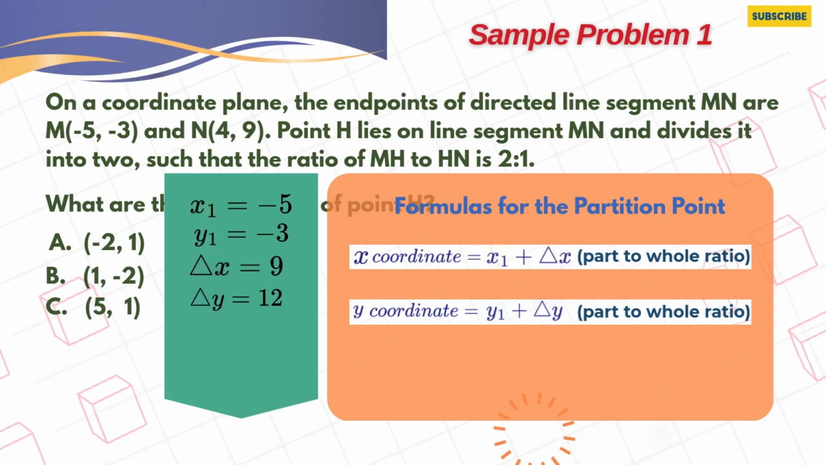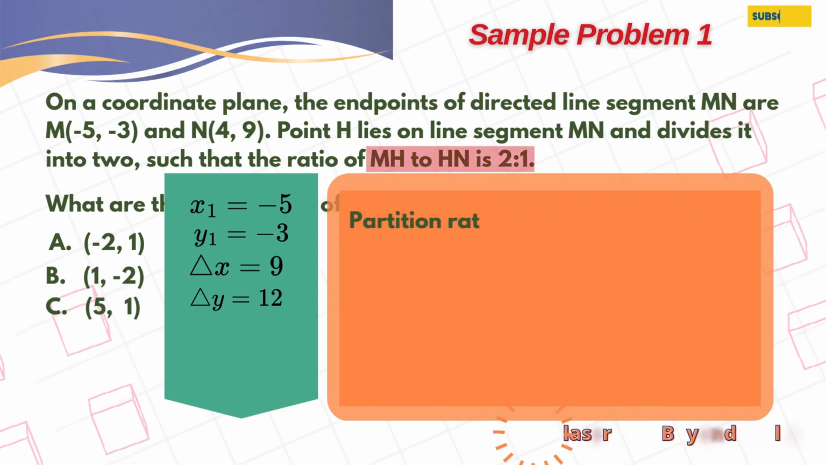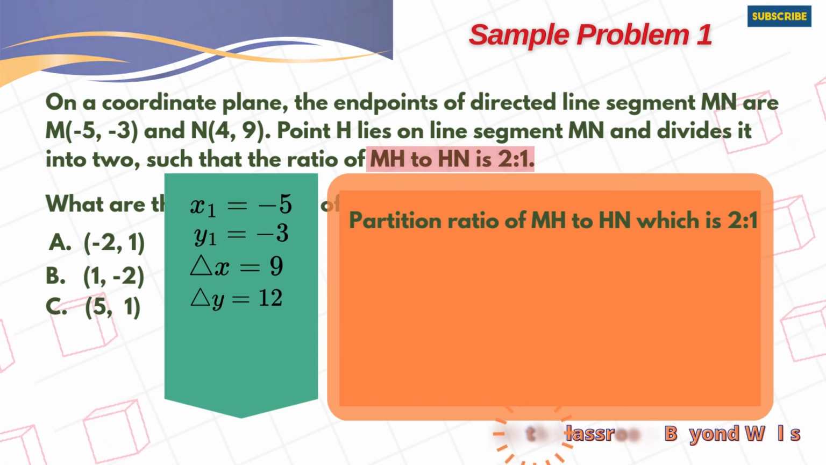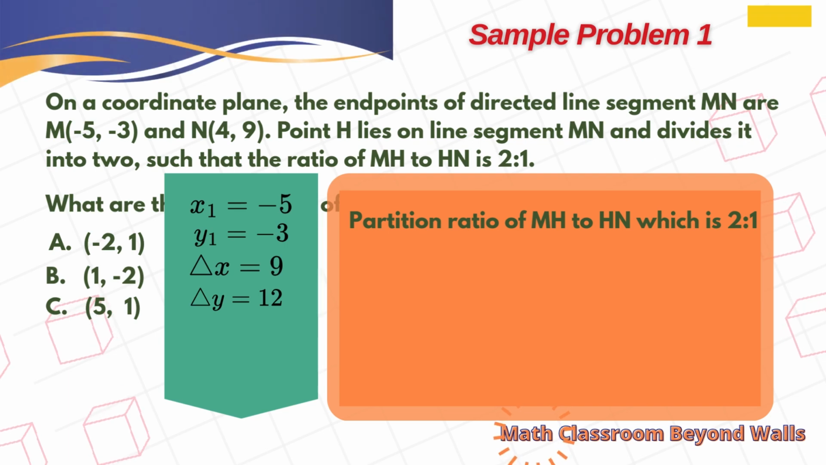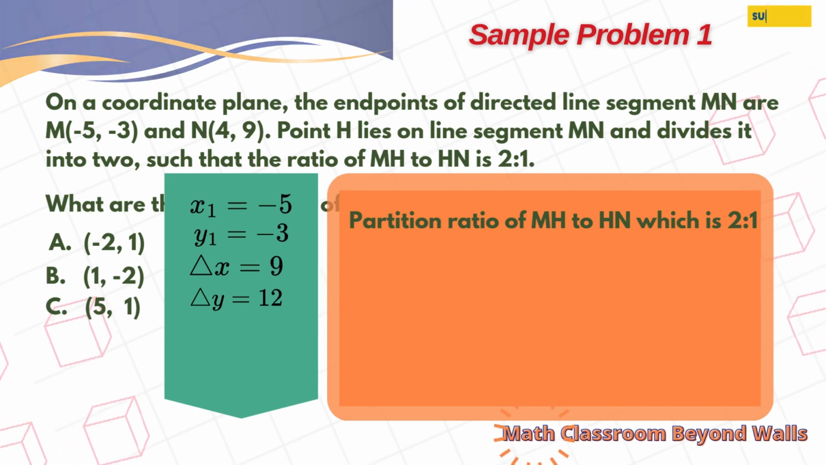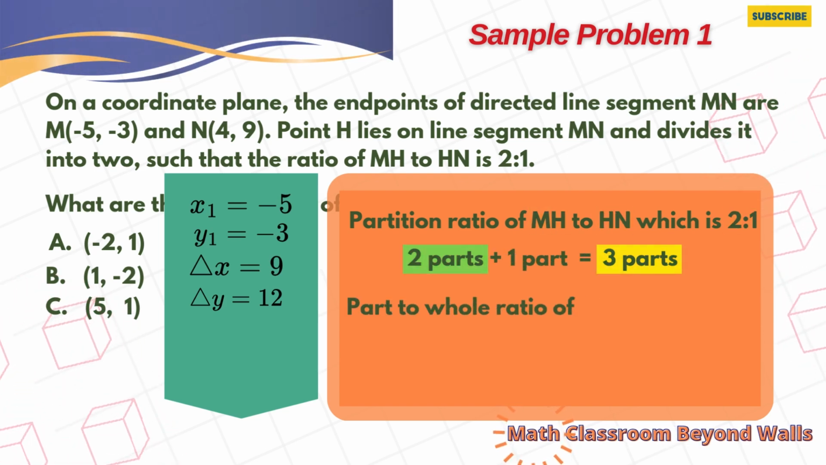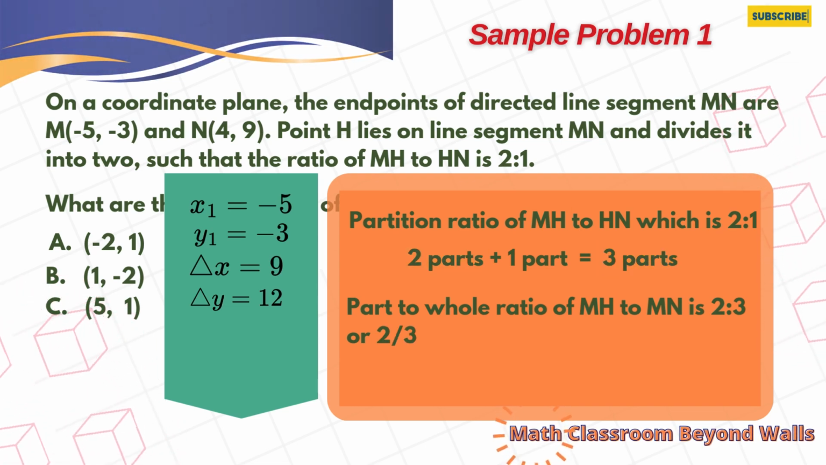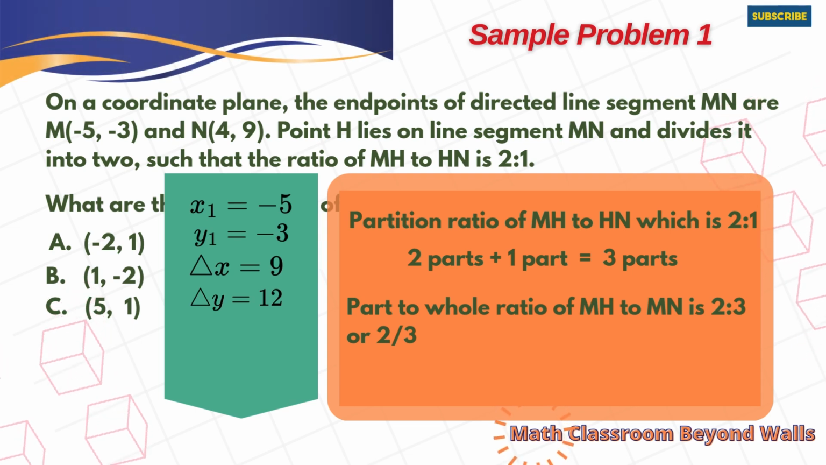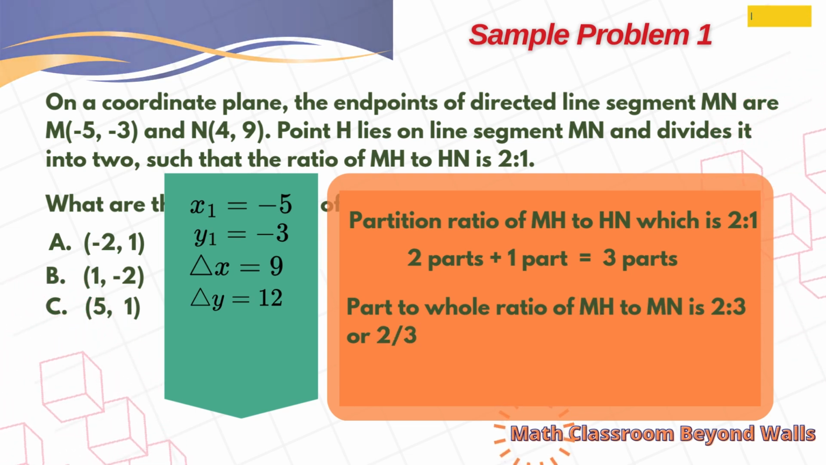Next, we get the part-to-whole ratio. What is given in the problem is a partition ratio or part-to-part ratio of MH to HN, which is 2 to 1. From this ratio, we understand that the whole segment is divided into 3 parts. That is, 2 parts plus 1 part is 3 parts. Thus, the part-to-whole ratio of MH to MN is 2 to 3, or 2/3. This means that MH is 2/3 of MN. Did you get it, learners?